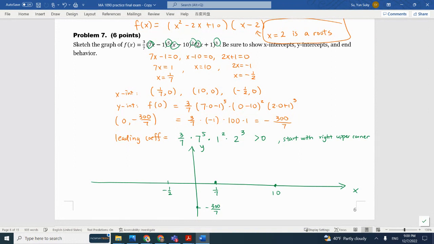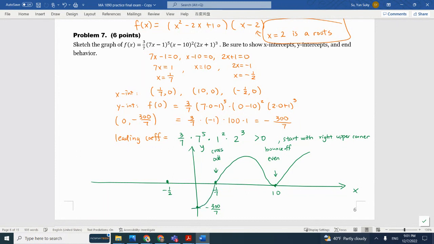So we must pass through this point. And now we start with the right upper corner. So start here. When we touch the 10, 10 corresponds to the factor x minus 10. See? x minus 10. What is the power? Power is 2, so that is even. See? Even. Bounce off. 1 over 7 corresponds to 7x minus 1. Do you see the power is odd? That means we cross.